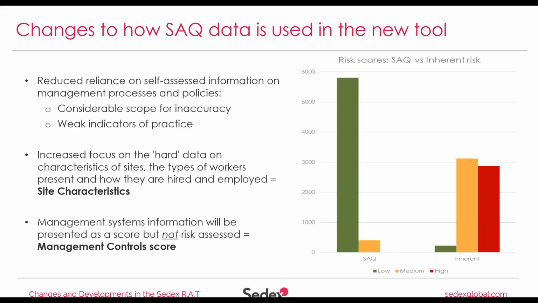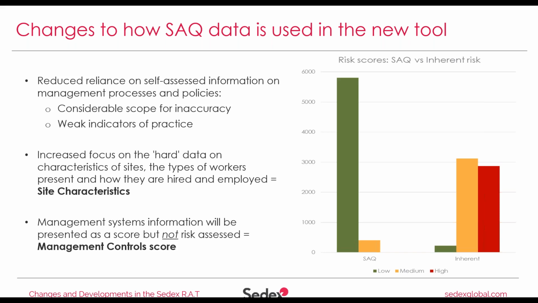The chart on the right supports our thinking on that, in that it shows risk data from about 6,000 existing sites on our system. And as you can see on the left, the risk scores from the SAQ answers were very predominantly low risk, with a few medium risk scores there, and almost no high risk scored sites from the SAQ. And then if you look across to the inherent risk, you see something quite different at the country and sector level.